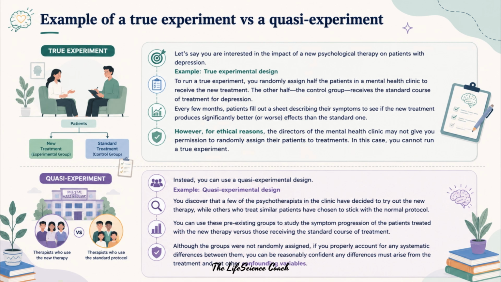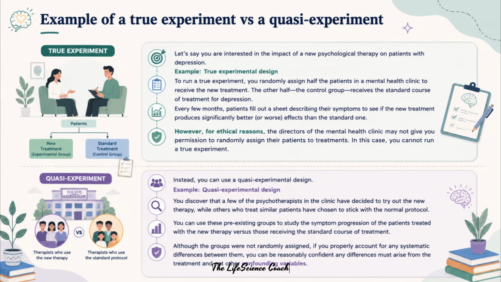To better understand the difference between a true experiment and a quasi-experiment, let us consider an example from psychology research. Imagine researchers want to study the effect of a new psychological therapy on patients suffering from depression. In a true experimental design, researchers would randomly divide patients into two groups. One group would receive the new therapy, while the other group, called the control group, would continue with the standard treatment. After a few months, researchers would compare the results to see whether the new therapy works better than the existing treatment.